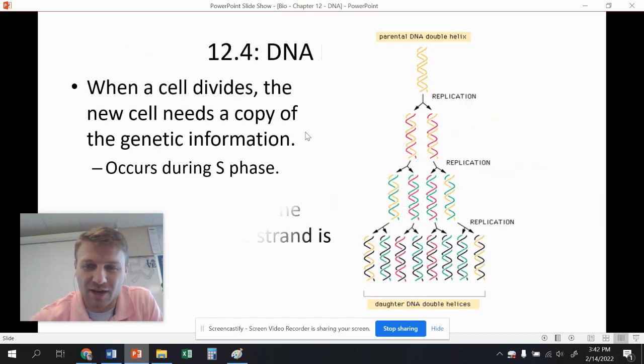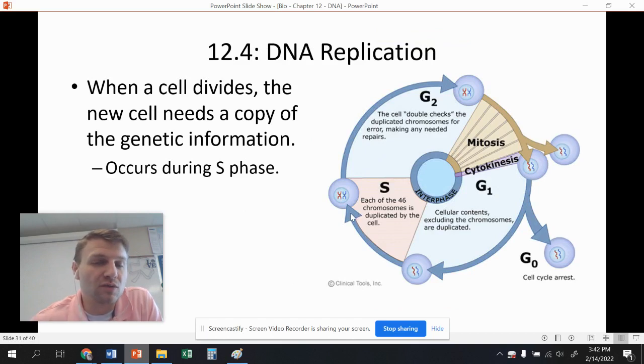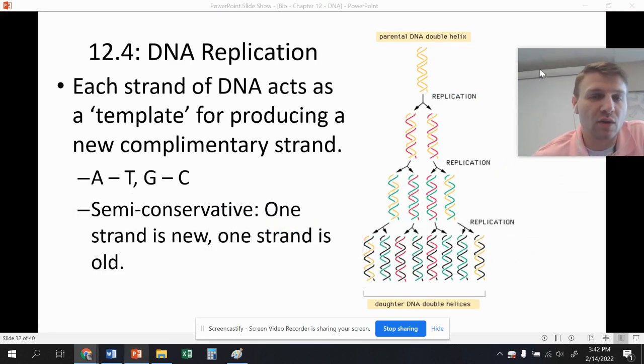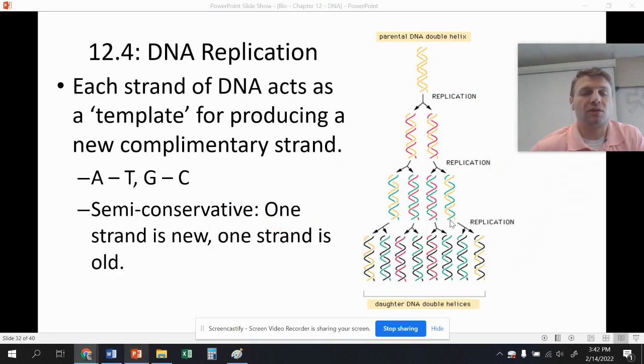Well, and again, right here, let's go back. This S phase is where we're going to duplicate the DNA. We're going to make an exact copy. So remember, this is where we're at in the mitotic cycle, but we're going to be specifically looking at how DNA actually does that replication. So each strand is going to act as a template for producing a new complementary strand of DNA.